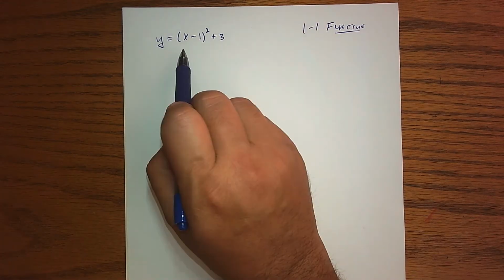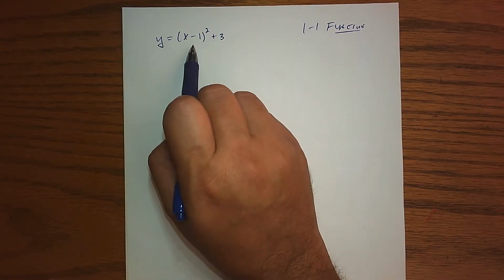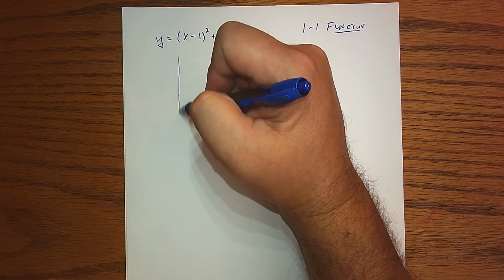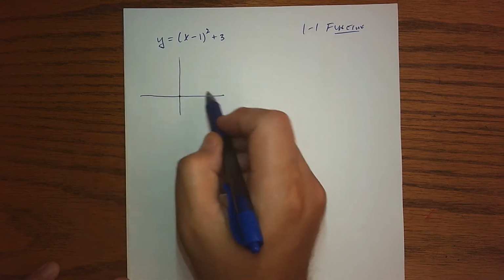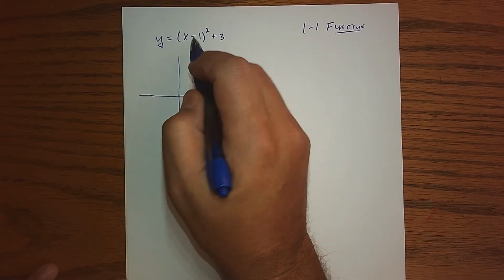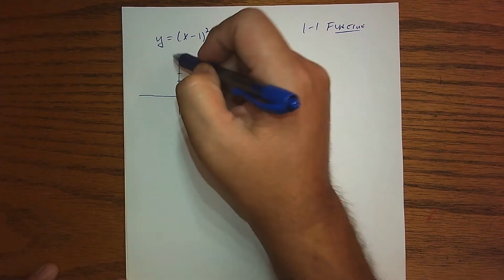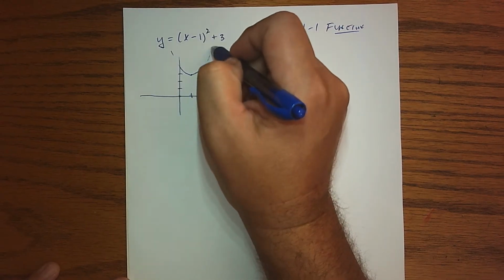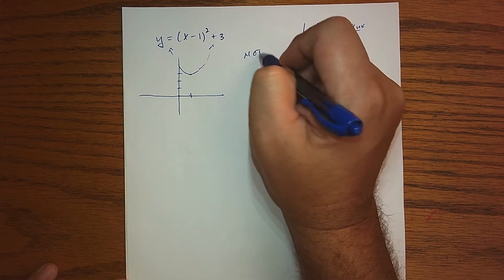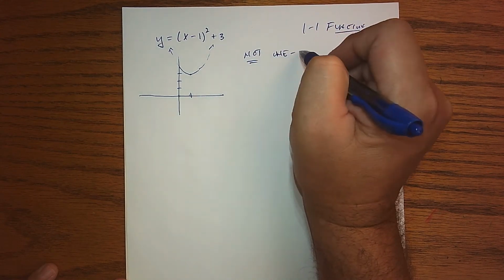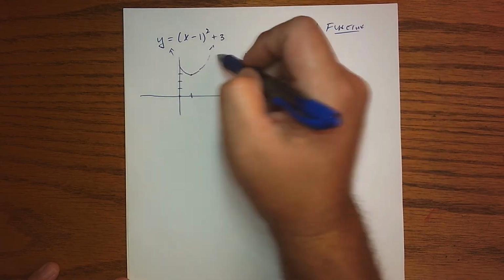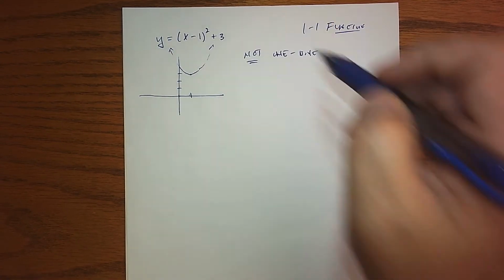I'm going to start off with a function. It's a quadratic function, and if we're using what we've learned to graph it, this is basically our x squared function that's been shifted to the right 1 and up 3, right? So here's basically what this function looks like. So clearly this is not one-to-one, right? It fails the horizontal line test miserably, right?